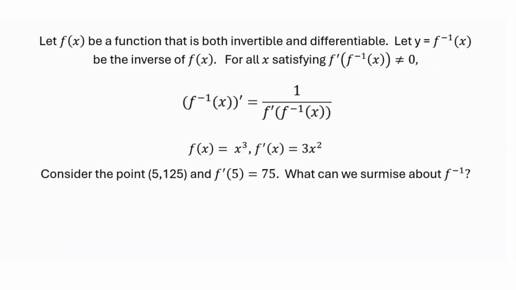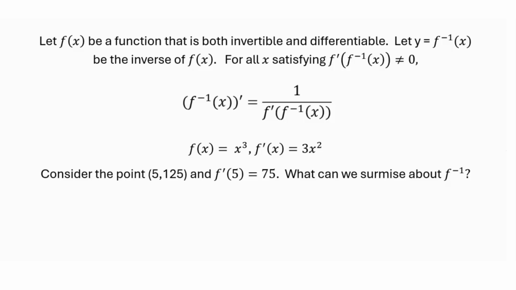We showed in the last couple examples this relationship between the original function's derivative with the x value plugged in and the inverse's derivative with an x value plugged in. So in general, let f of x be a function that is both invertible and differentiable. Let y equal the inverse of x for all x satisfying f prime of f inverse x not equal to 0. Then the derivative of the inverse equals 1 over the original function's derivative with the inverse value plugged in. Let's go back to our f of x equals x cubed and f prime x equal to 3x squared.